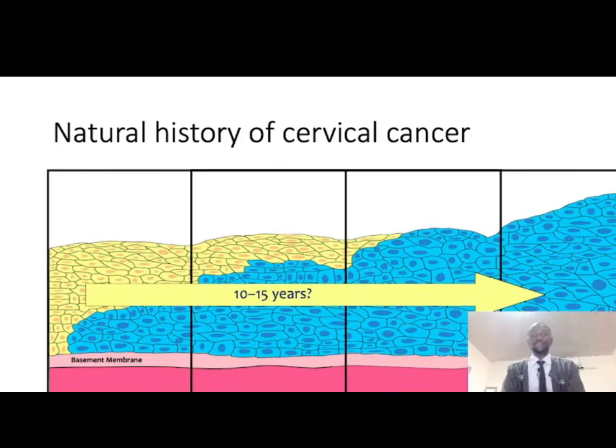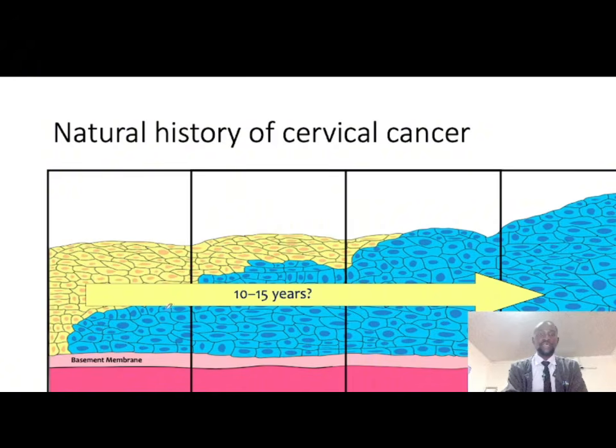So this is basically what we're talking about. You have CIN1, and you can see that it's just about 1/3 from the basement membrane. This is the basement membrane. These are the cancerous cells. This is your epithelium, basement membrane, and the cancerous cells. The yellow part is the normal, and the blue part is the epithelium, the cancerous cells.